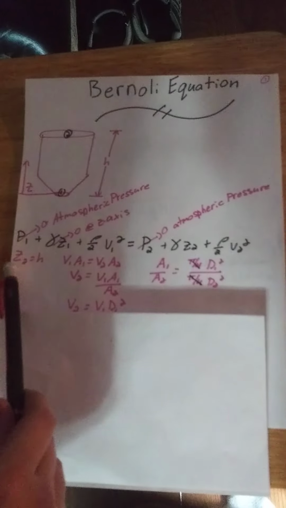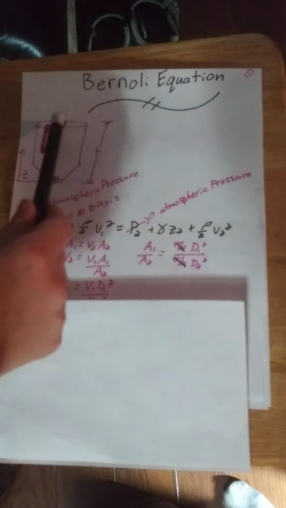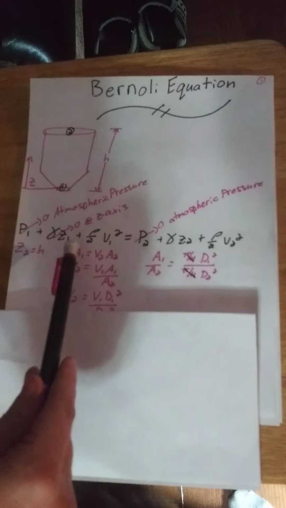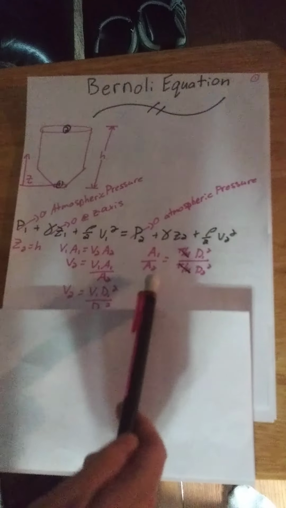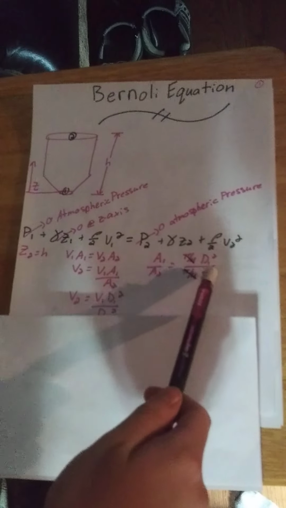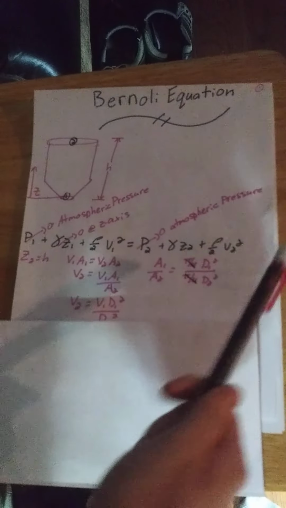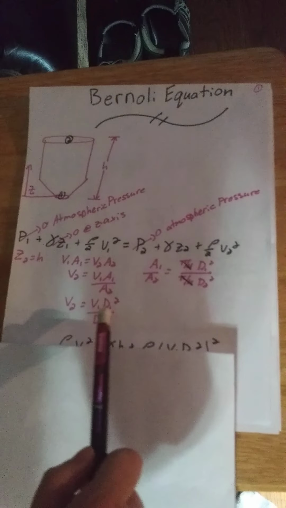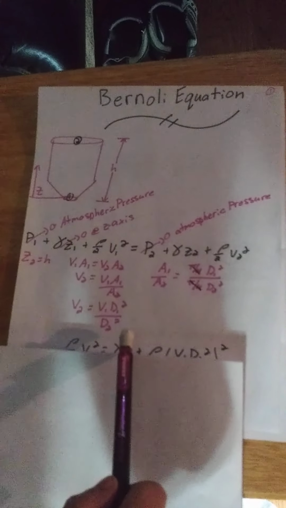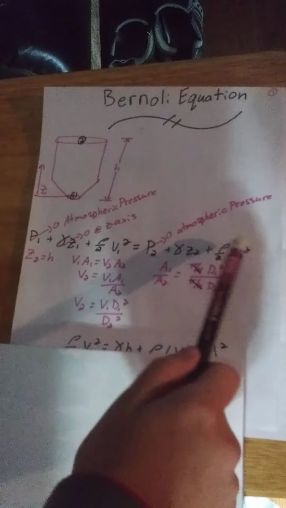And Z1 is 0 because it lies on the Z-axis. So Z2 is h because here's our height and it rests on 2. And we know V1A1 is equal to V2A2, where A is area, pi over 4 diameter 1 squared. So you can cross out pi over 4 and you have velocity 2 is equal to V1 D1 squared over D2 squared. And you can plug V2 in from right here.